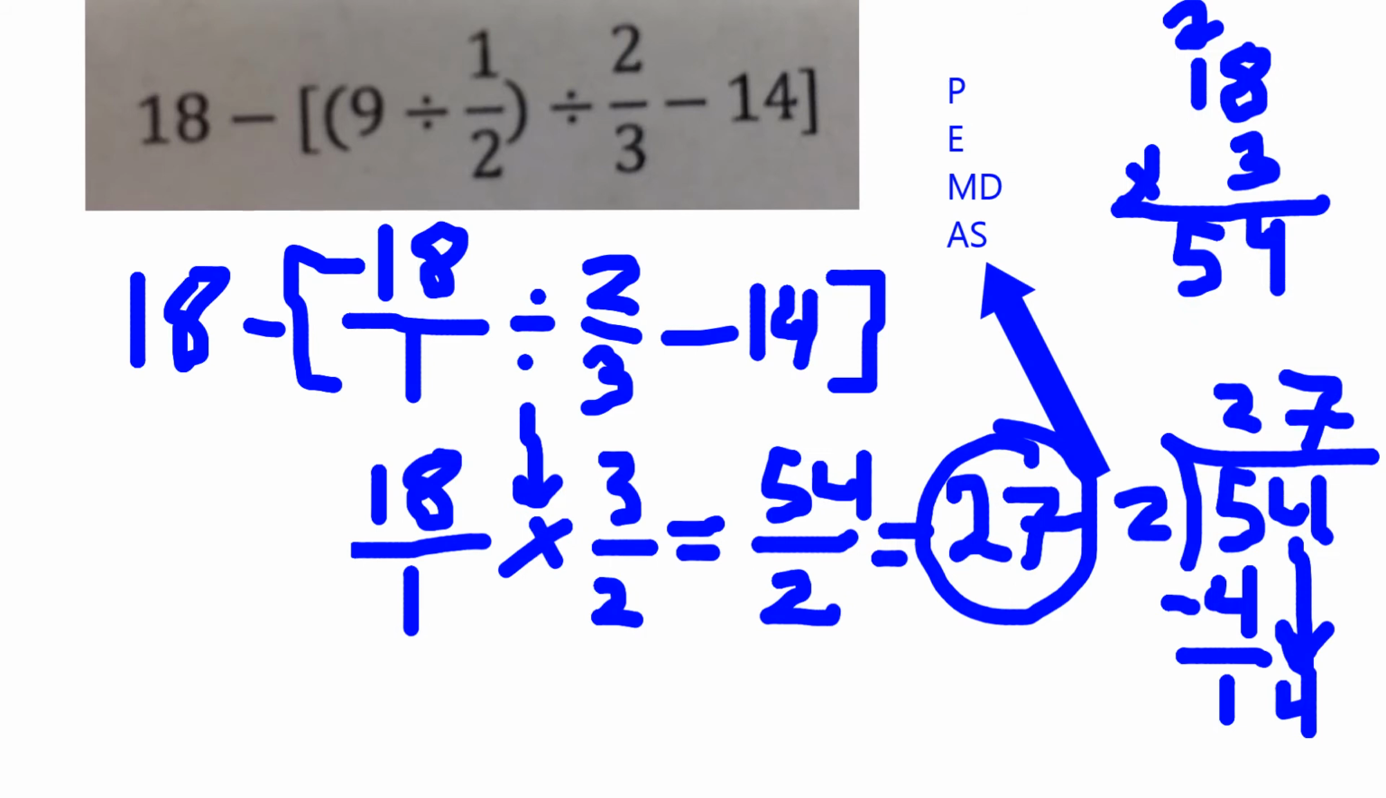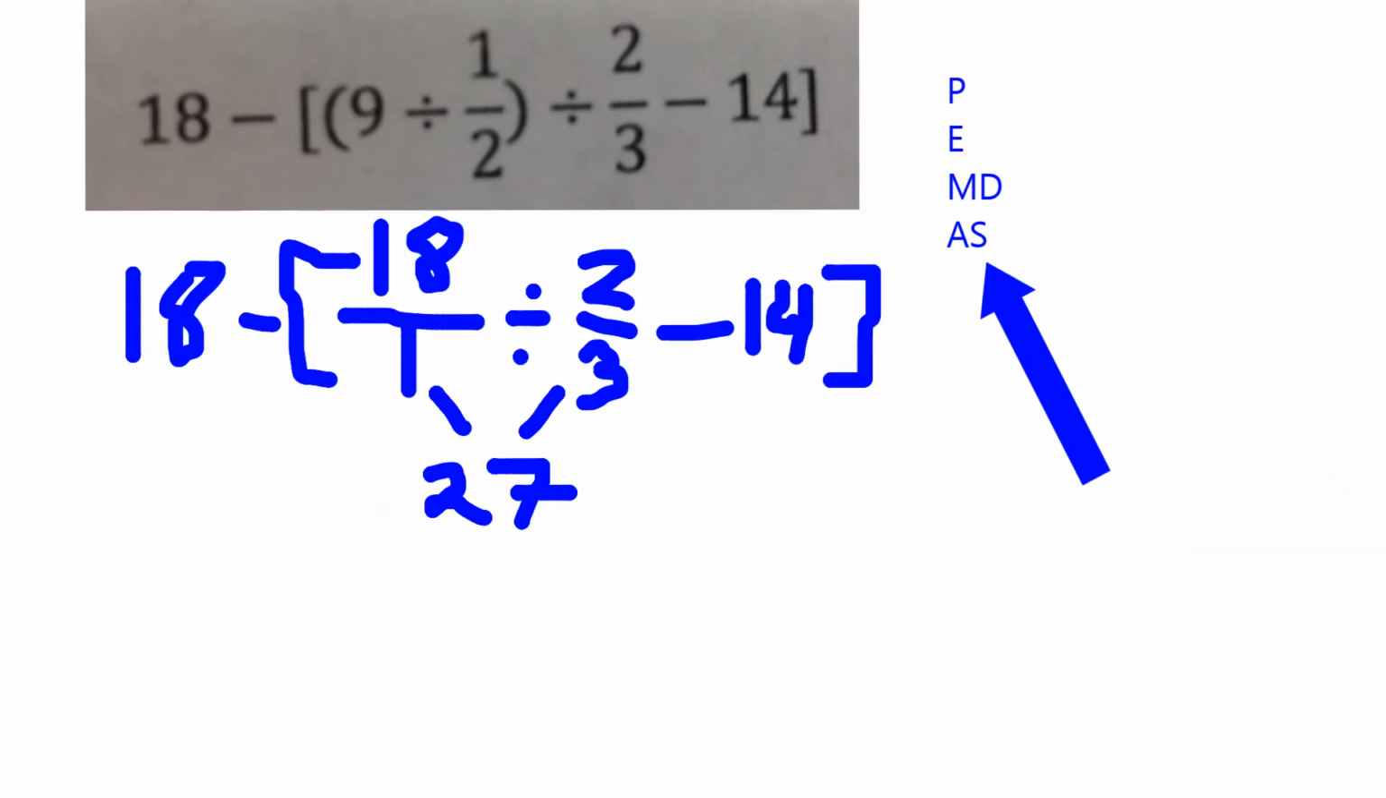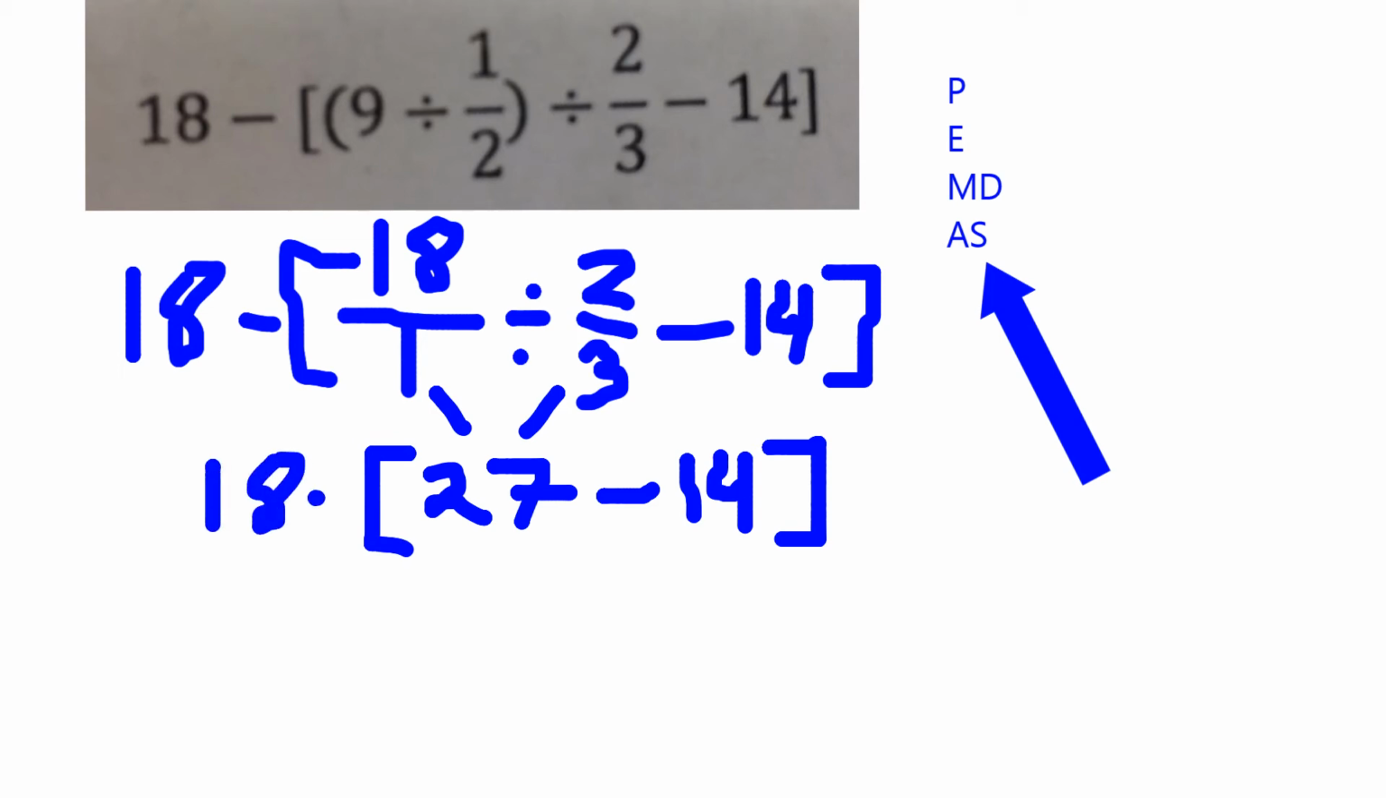And now all I'm going to do is just rewrite what's left of my equation. Once again, this is always a good step to do. You don't want to skip ahead and try to do things in your head. That's how we make a lot of mistakes in math. So what you're going to do is just rewrite what you have left. So we have 27 minus 14. And this 27 minus 14, I'm going to do over here on the right.